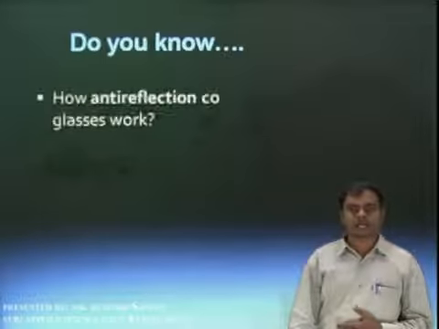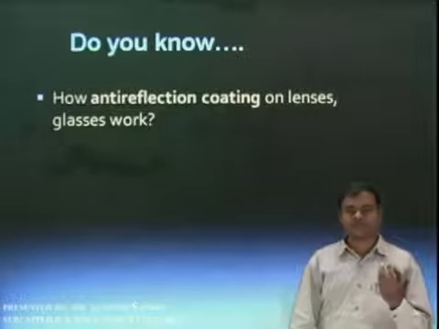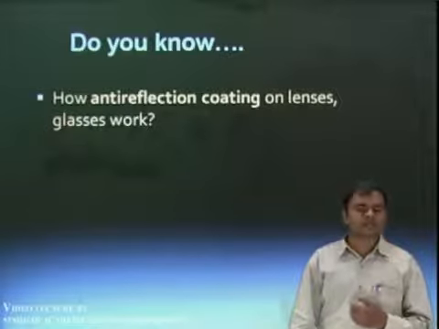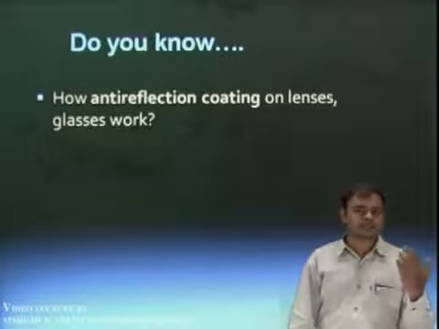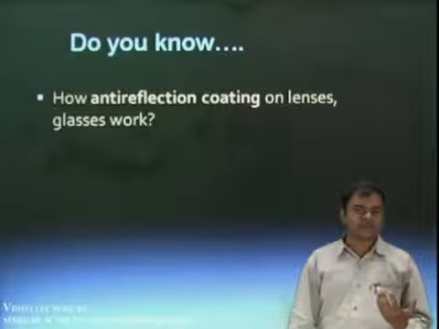First is regarding the anti-reflection coating. You might have heard the word anti-reflection coating, or you might have seen some glazing colors on the lenses of cameras or spectacles, that violet color shade that you might have observed. Why is it there? Do you know?